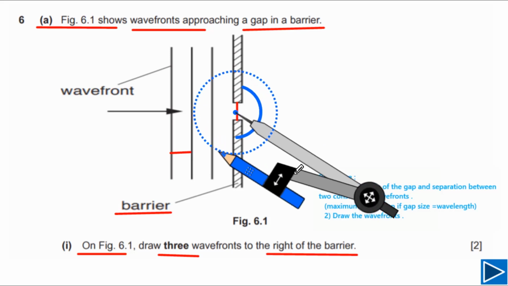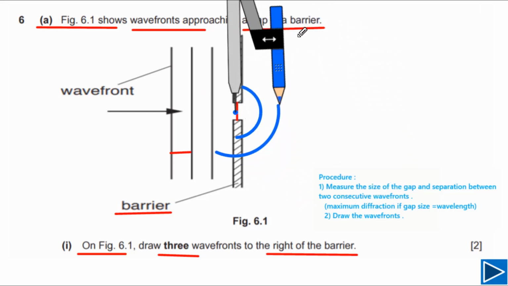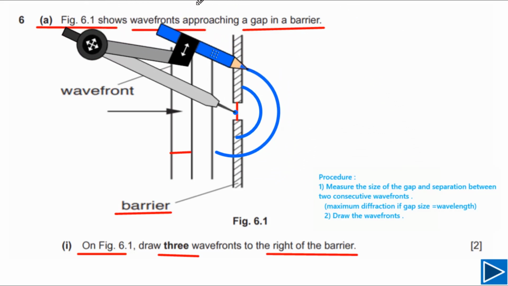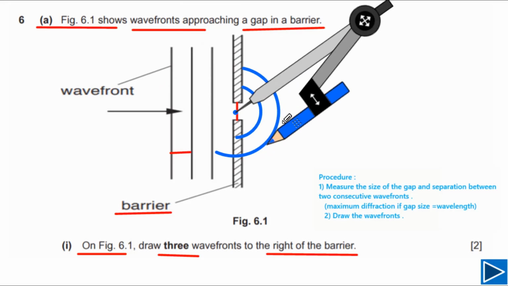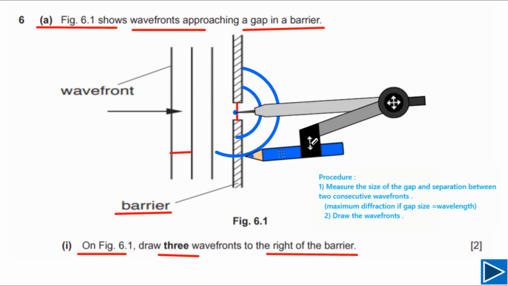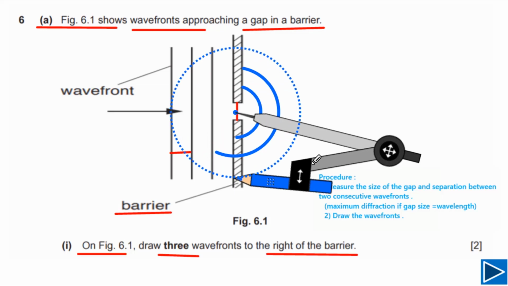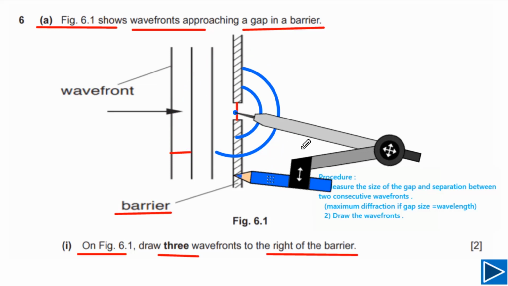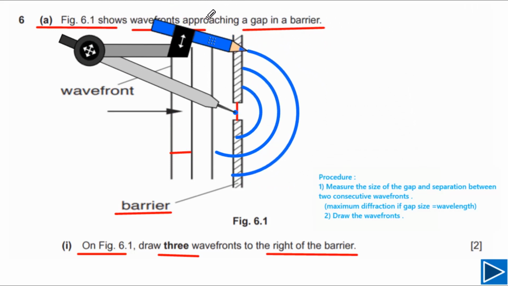Again, we need to open the compass equal to the radius from the center to the second wavefront, and we need to draw our second circular wavefront. So this is our second circular wavefront. In order to draw the third one, we need to again open the compass, this time up to the third wavefront from the center. So up to the third wavefront. Now again we have to draw our third wavefront.